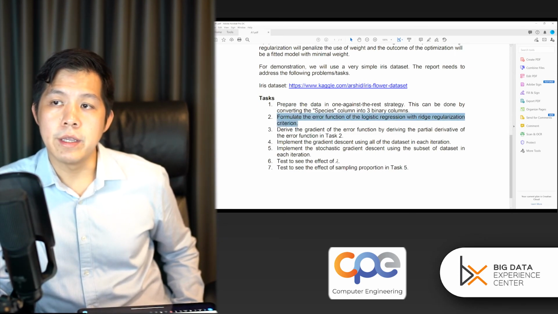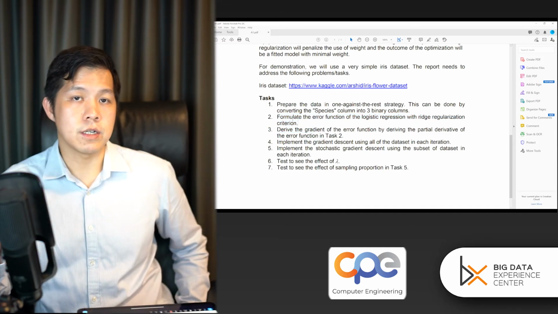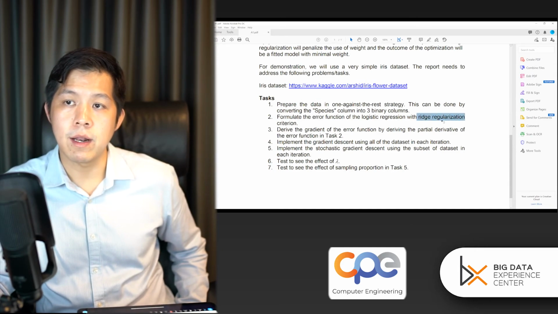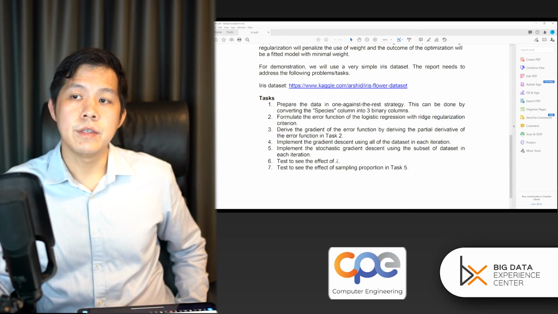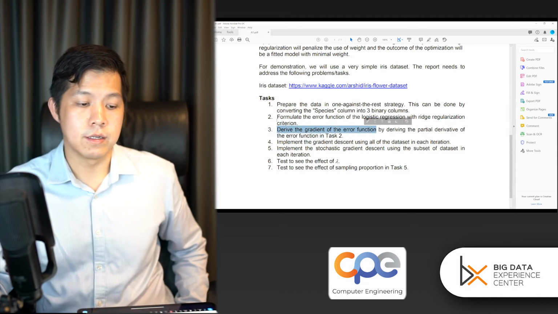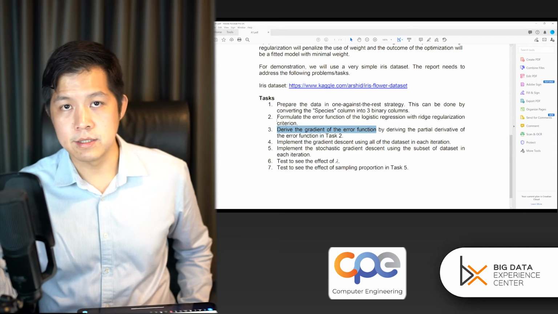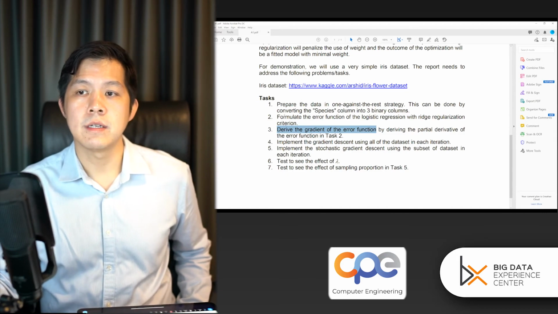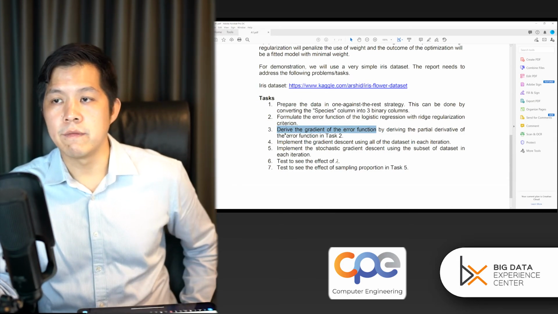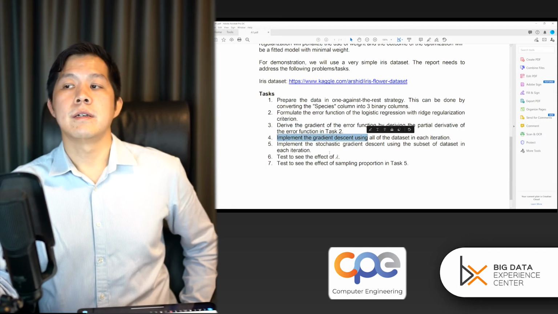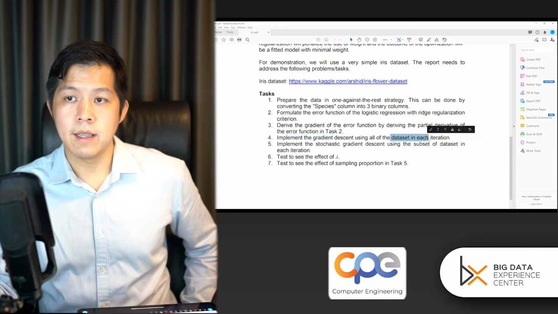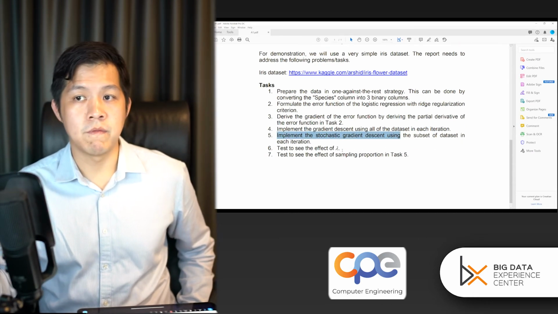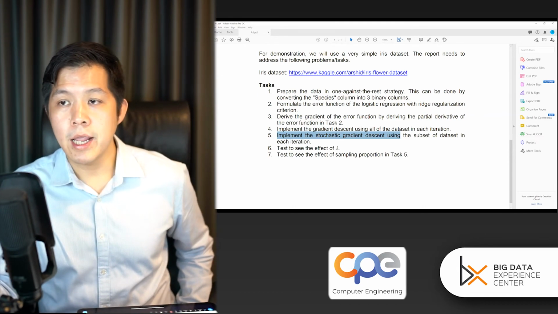And then formulate the error function. You need to define the error function just like what I did with J(theta). But that error function needs to include the ridge regularization criterion. Then derive the gradient of the error in the second task, right? Calculate the error, the gradient of the error, take the derivative, and then implement the gradient descent, right? Using the whole data set, and then implement the stochastic gradient descent using a subset of that set, and then repeat it for a number of iterations, and then test the effect of lambda.